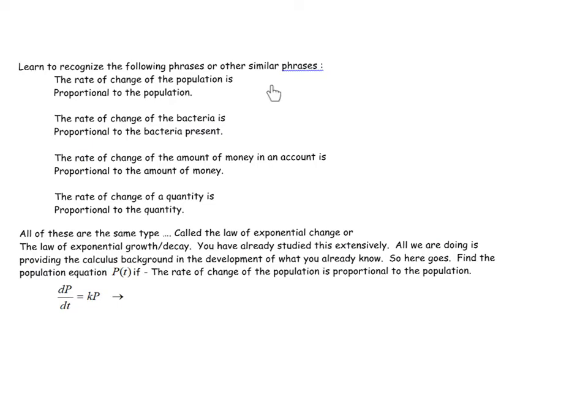Hopefully you all remember the direct proportion language you learned in Algebra 2. Here we see the rate of change of the population is proportional to the population. The larger the population, the larger the change is going to be. To write that in the language that we learned in Algebra 2 and Pre-Calc, we would say that dP/dt, which is the rate of change of the population with respect to time, is directly proportional to the population that's there right now, so dP/dt equals kP.